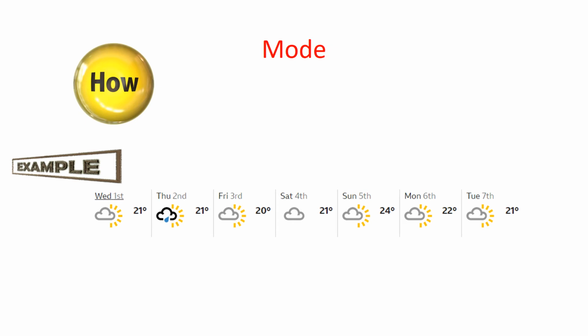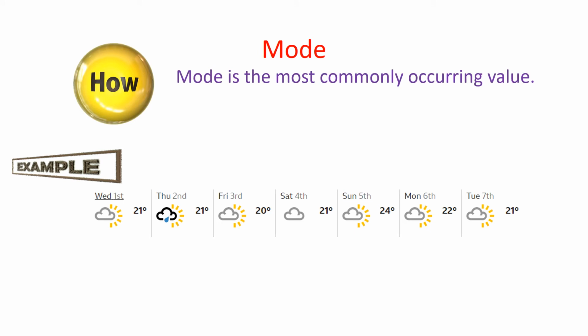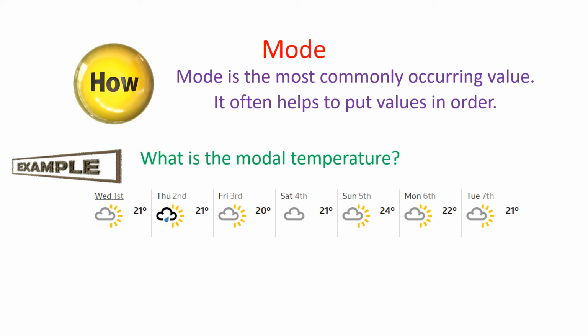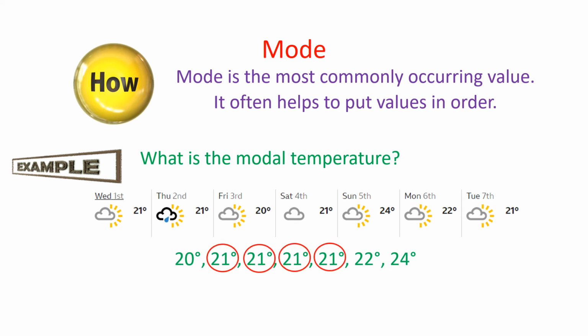And the next one, the mode, this is the last of the averages. This is just the most commonly occurring value. Often it helps to put the values in order so you can identify it. So the modal temperature here, if I put them all in order, I can see more clearly that there are 4 21 degrees. So this is the mode or the modal temperature.